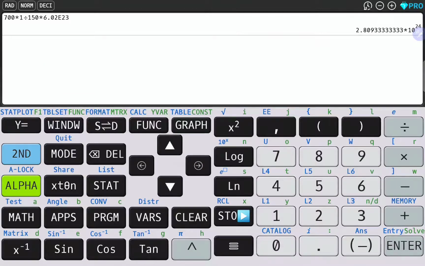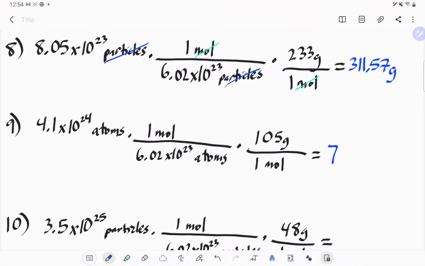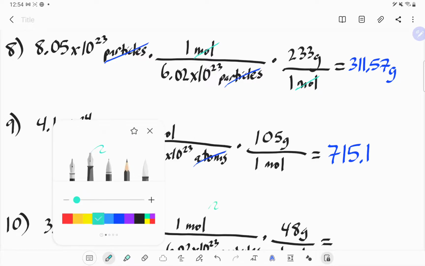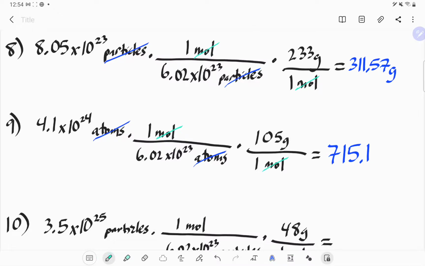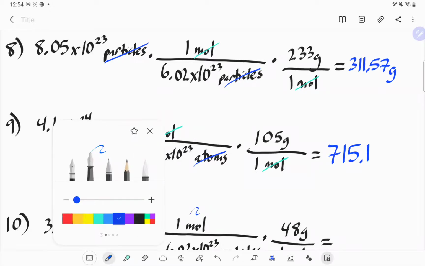So we have 4.1 second E 24, times 1, divided by 6.02 second E 23, times 105. And we get 715.1. Let's figure out what the units are. Atoms canceled. Moles canceled. And we're left with grams. So I'm going to write grams.